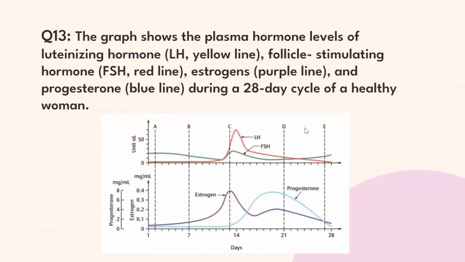All right. The graph shows the plasma hormone levels of LH, FSH, estrogens, and progesterone during a 28-day cycle of a healthy woman.